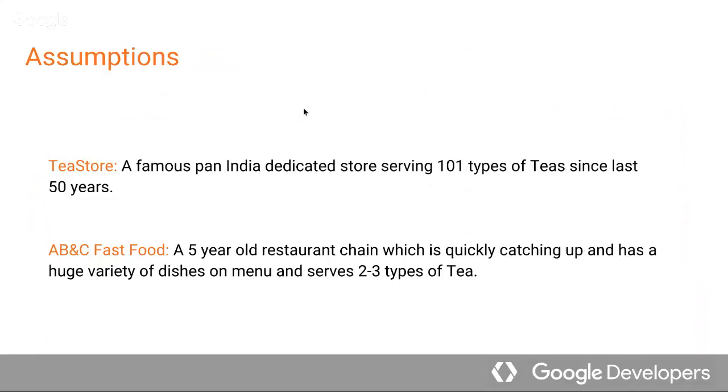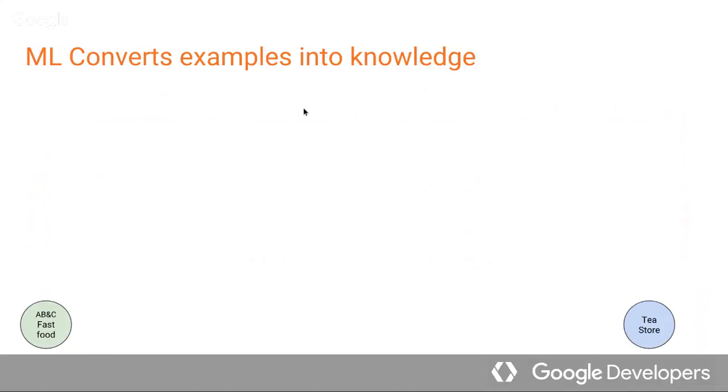Here I'm considering an example of a tea store, a famous pan-country tea store dedicated to serving 101 types of tea for the last 50 years. And then there's a fast food corporation, a 5-year-old restaurant chain which is quickly catching up and has a huge variety of dishes on the menu and serves two or three types of tea. Now, because I'm a person who loves having tea, I usually prefer going to the tea store. But in this example, I'll do a quick Google search of which tea stores are near me.